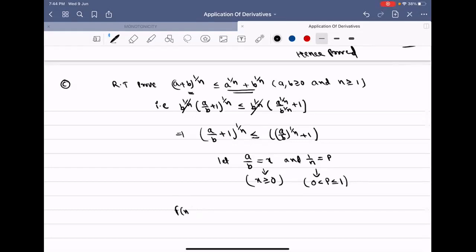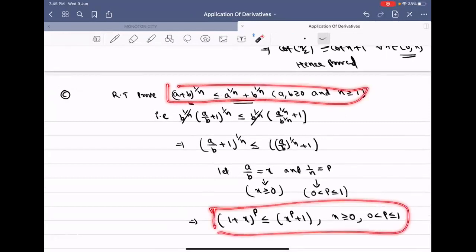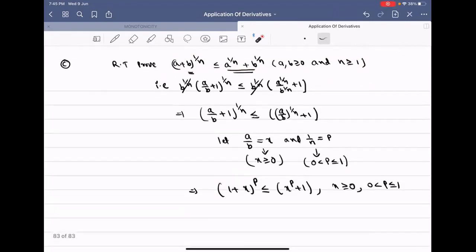This implies (1 + x)^p is less than or equal to x^p + 1, where x is greater than or equal to 0 and 0 < p <= 1. So proving the original inequality is equivalent to proving this inequality. Now our job is to prove (1 + x)^p is always less than or equal to x^p + 1.